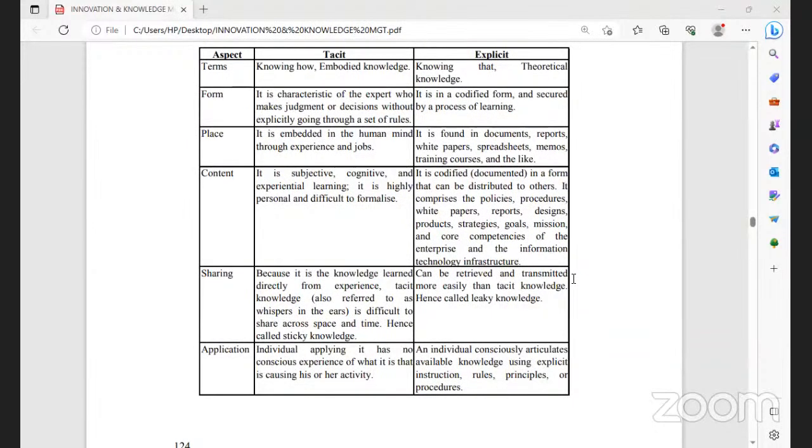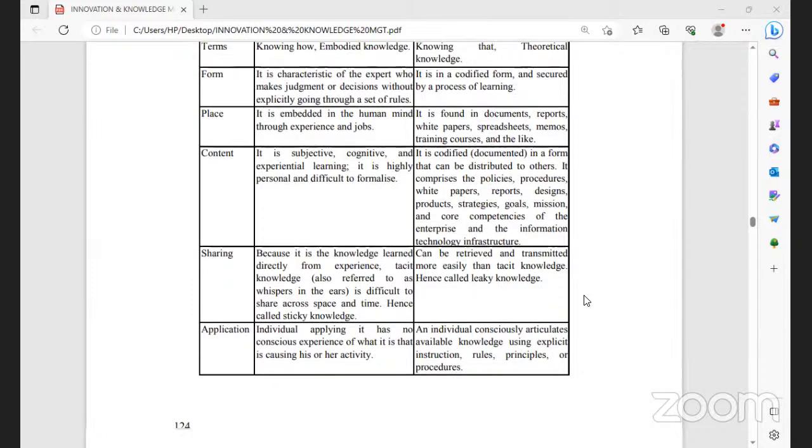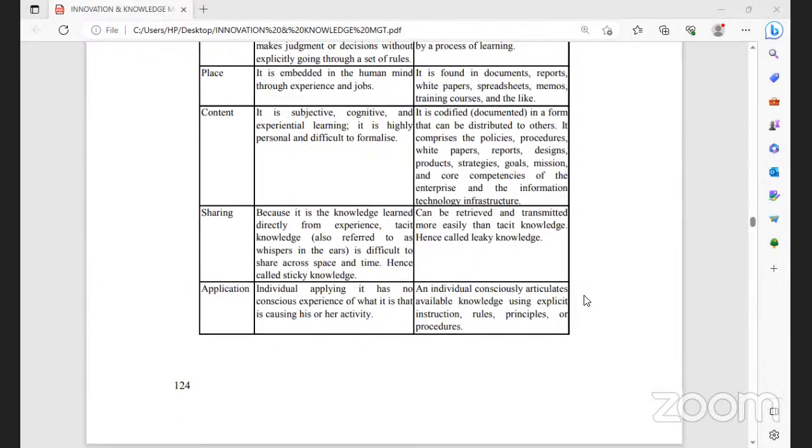Coming to the next aspect, that is place. It is embodied in the human mind through experience and jobs. The next aspect is content. It is subject to how good or how worthwhile that content is. Just we talk in general, that is relating to the knowledge perspective, and cognitive and experiential learning. It is highly personal and difficult to formalize. And the next one is sharing. That is because it is knowledge learned directly from experience, tacit knowledge, and hence called sticky knowledge.